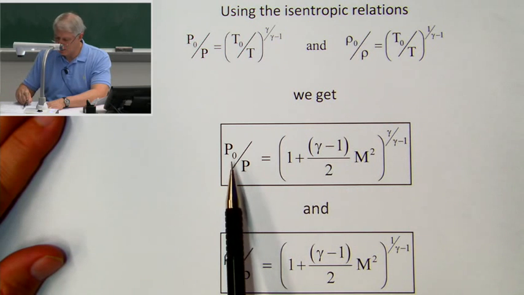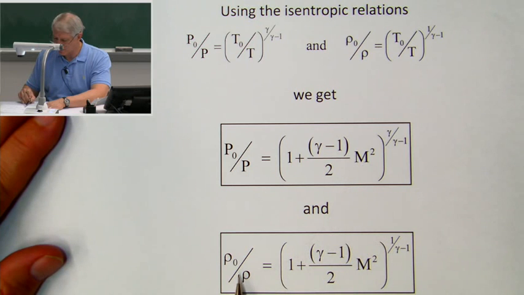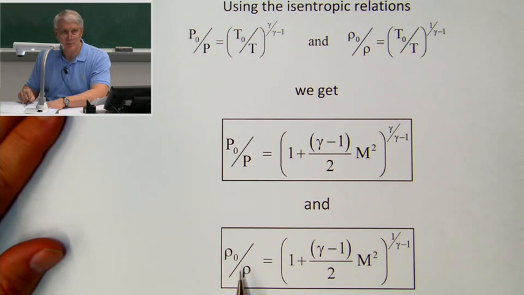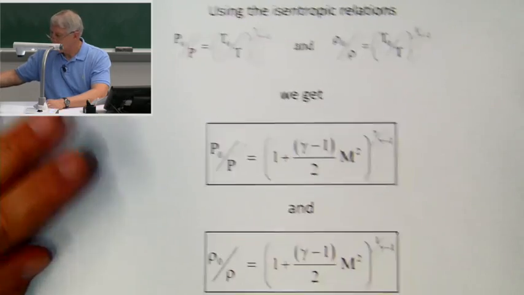One where we relate the stagnation pressure to the static pressure anywhere in the flow as long as we know the Mach number, and one where we can relate the stagnation density to the local density given a Mach number. Okay, so I've rewritten those equations here.